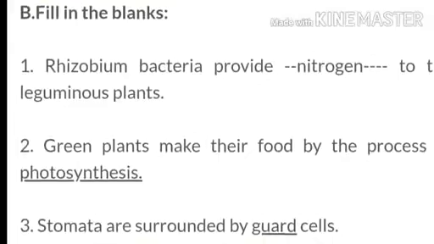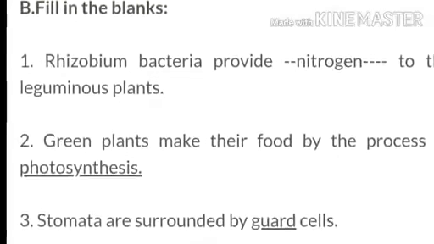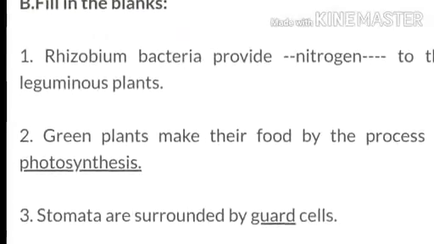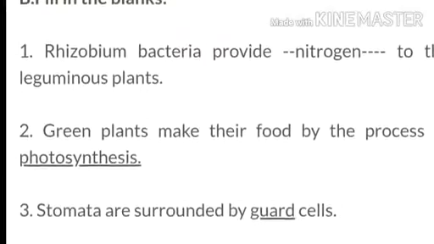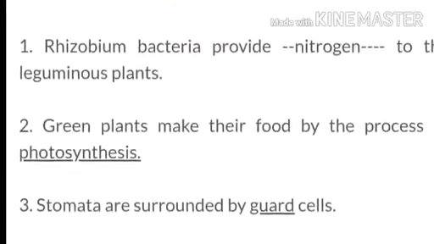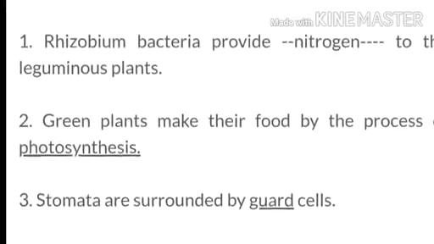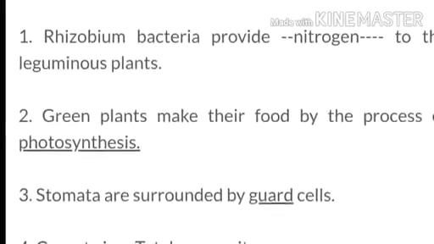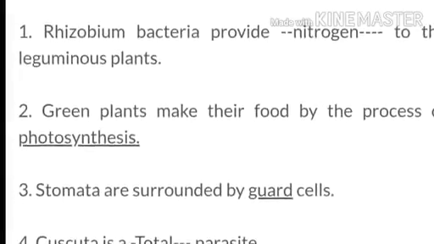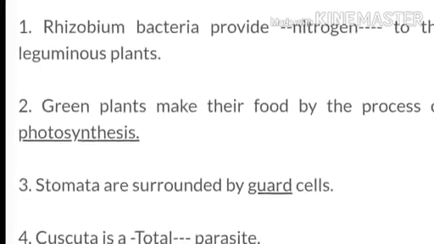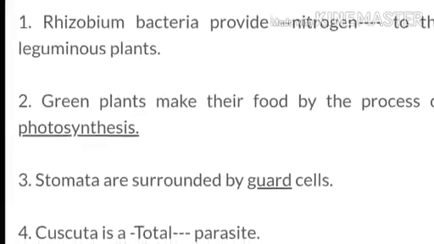Now fill in the blanks. First, Rhizobium bacteria provide dash to the leguminous plant. We know it is nitrogen. The correct fill up is nitrogen. Second, green plants make their food by the process of dash. So you all know very well. Correct is photosynthesis.